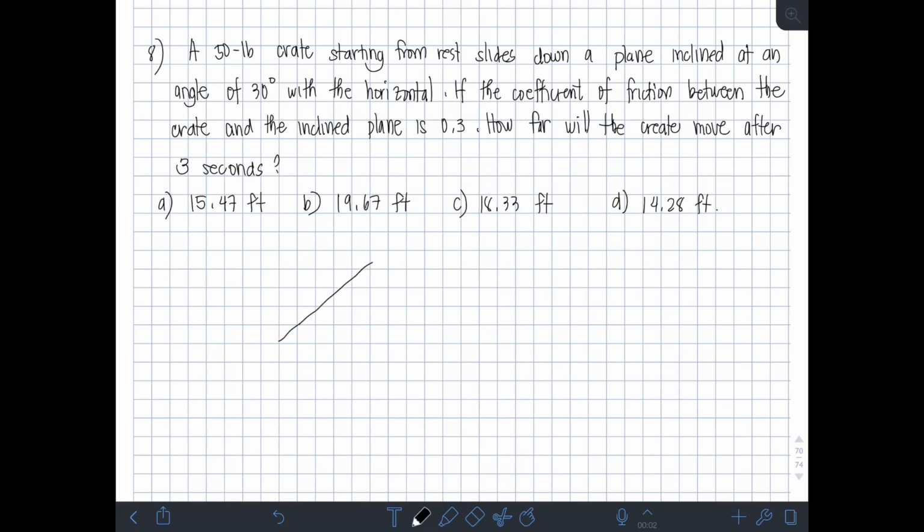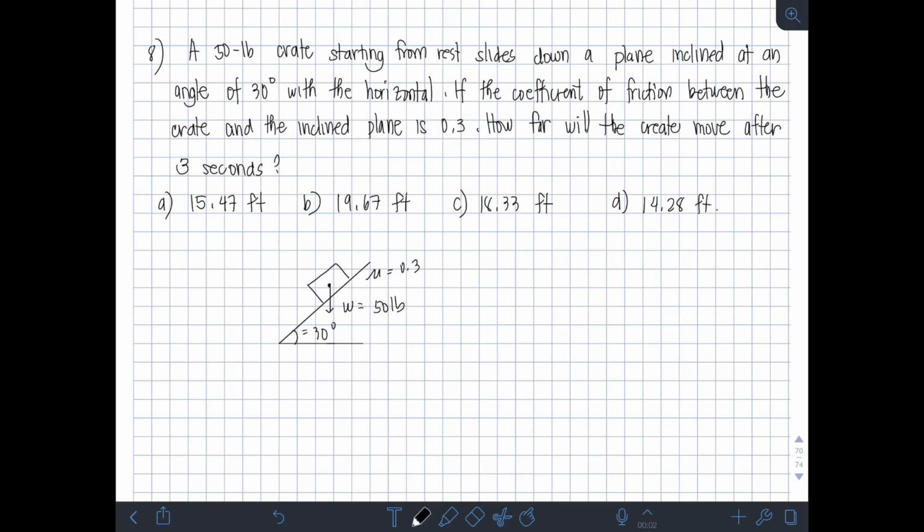So, meron daw tayong inclined. So, with theta or angle with respect sa horizontal, 30 degree. And then, meron daw tayong crate na nagre-rest dito sa inclined. So, let's say, ito yung crate natin. So, 50 pound daw siya. So, therefore, yung weight nyo lagi is pointing downward. So, weight is 50 pound. And then, meron din daw tayong coefficient of friction. So, dito sa incline natin, meron tayong mu equal to 0.3. Ngayon, ang tanong is, how far will the crate move after 3 seconds?